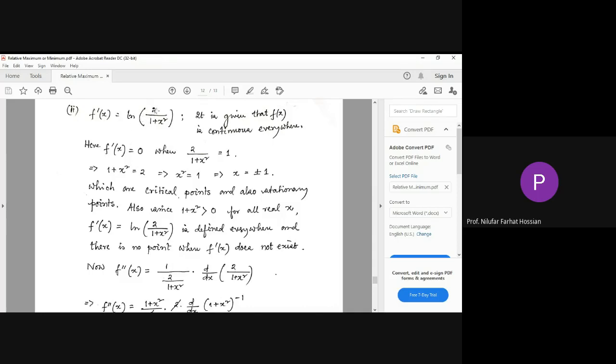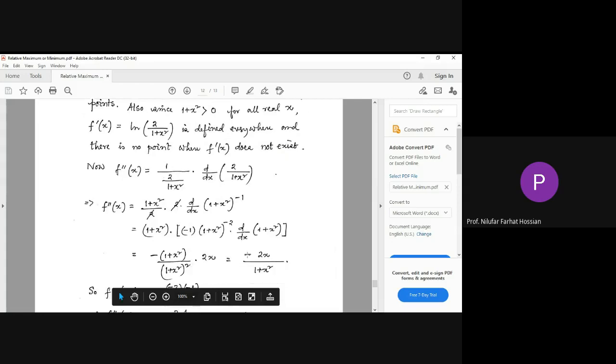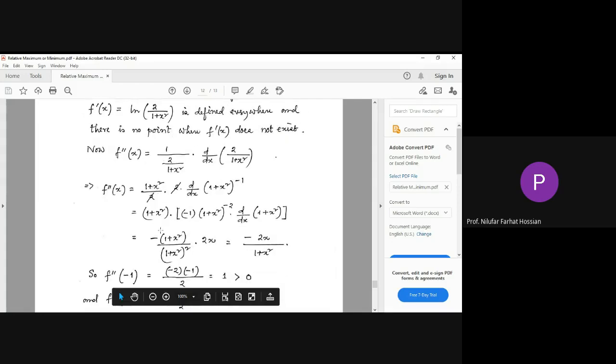That means 1 by 2 by 1 plus x square. But since this thing is considered as x, you have to multiply the thing by what? d dx of 2 by 1 plus x square. So this is your second order derivative. 1 over x, this was your x, and into d dx of this function which has been considered as x. So it becomes 1 plus x squared divided by 2. This 2 is a constant. You can take it outside. So it will be d dx of 1 plus x squared whole to the power minus 1. Now, outside it is 1 plus x square, and what is the derivative of this function? Again you have to consider this whole 1 plus x square as your x.